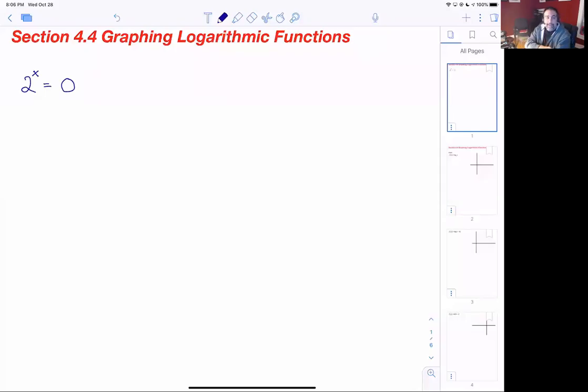Hello, Math 150. Tonight we're going to look at graphing logarithmic functions. I want to review a problem with you, which I think is really important to understand when we're graphing logarithmic functions. So I want to go back to the problem 2 to the x equals 0.